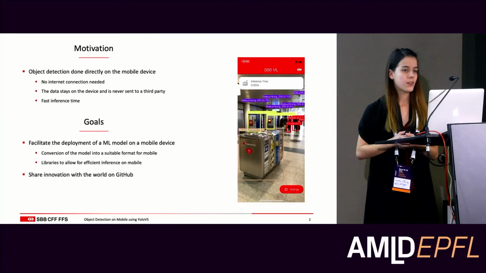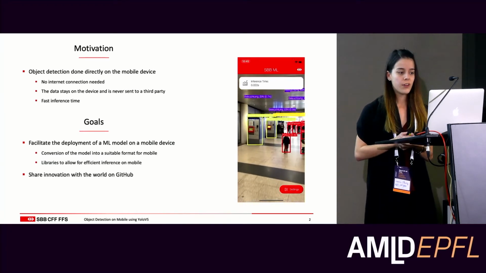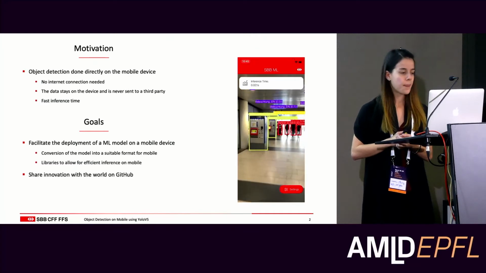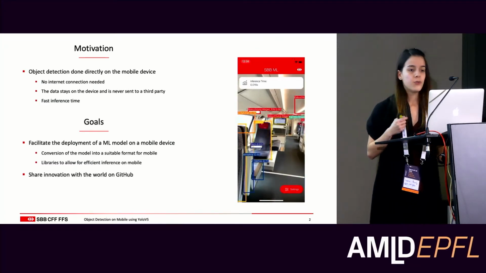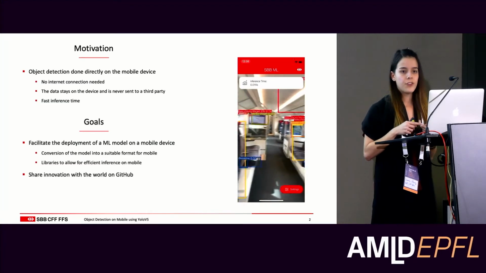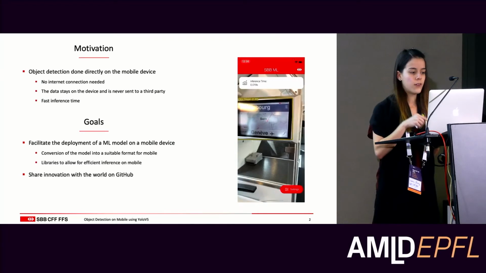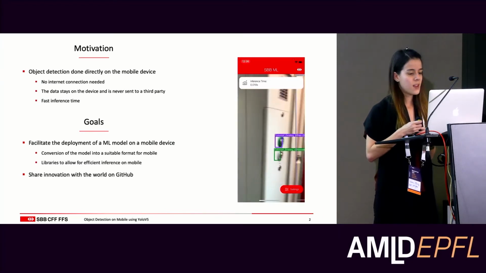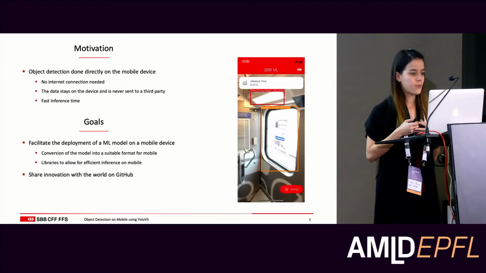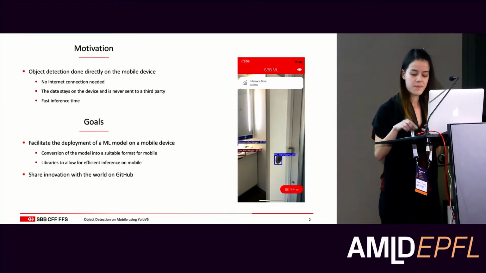Concretely, the goal of this project was to facilitate the deployment of a machine learning model on a mobile device. And for that, we have two steps. The first one is we need to take a machine learning model and convert it into a suitable format for mobile. And then we also need to develop some libraries in order to have efficient inference on mobile. And finally, we share all this project on GitHub. It is all open source.